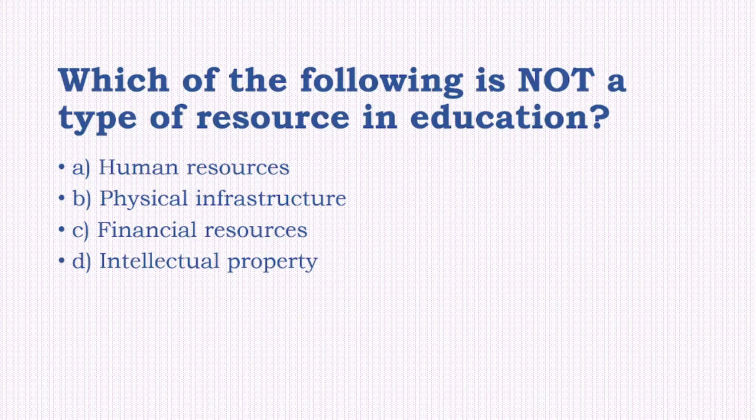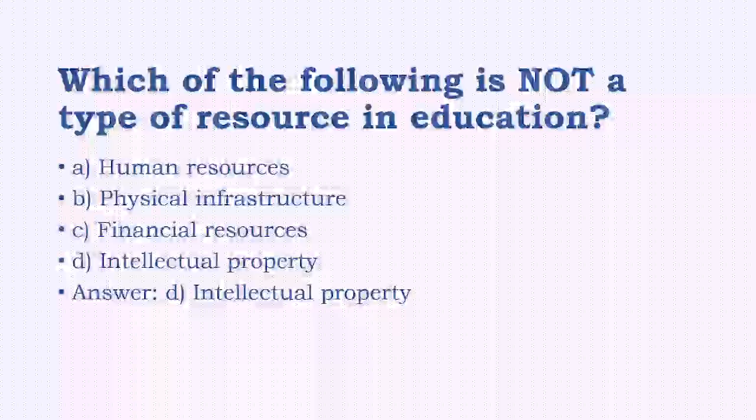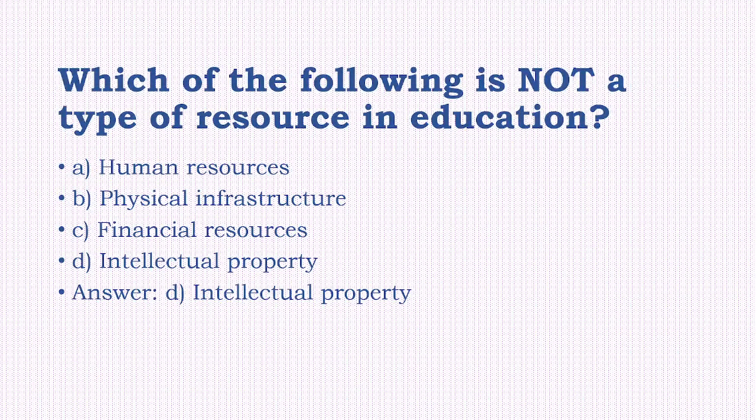Next, which of the following is not a type of resource in education? Options: human resources, physical infrastructure, financial resources, intellectual property. The answer to this question is option D, that is intellectual property.